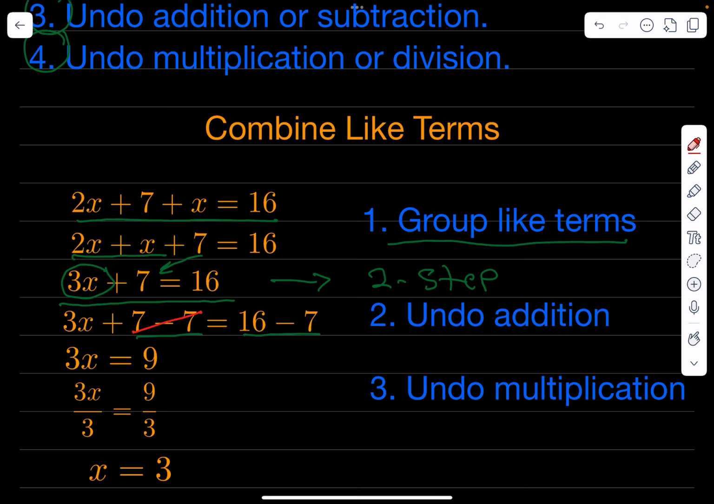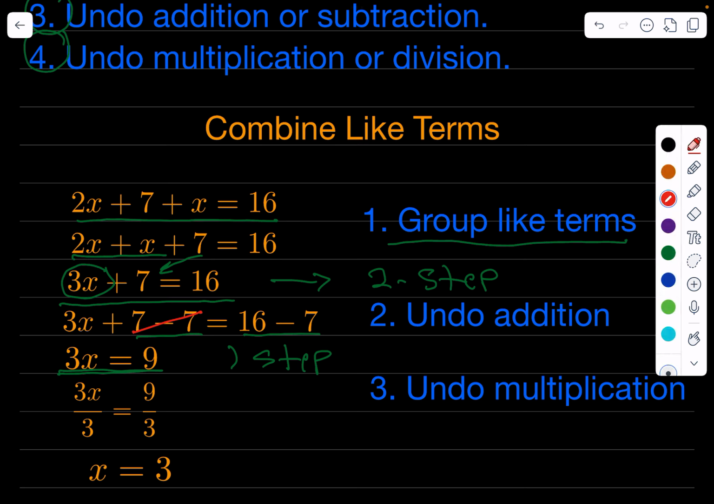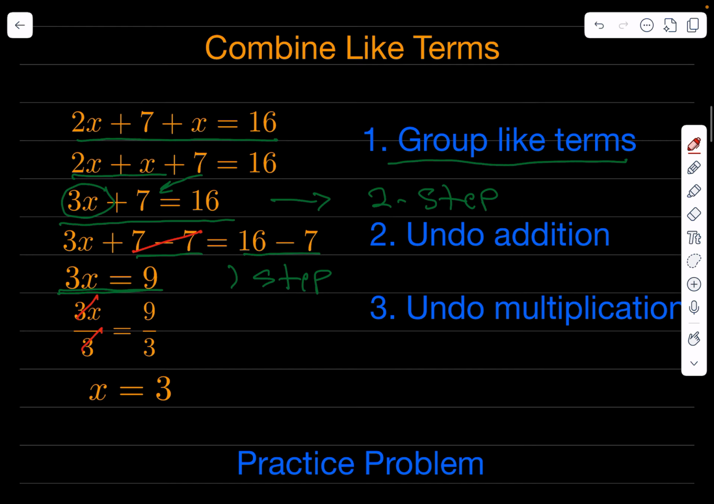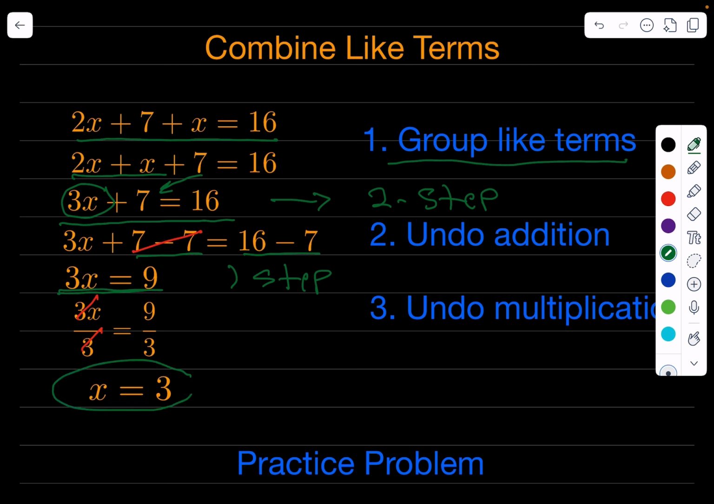Bring our 3x down. 7 minus 7 is 0. 16 minus 7 is 9. So now we have 3x equals 9. We are back to a 1-step equation. We divide both sides by 3. Our 3's cancel. X comes down. 9 divided by 3 is 3. Okay? So, we think our answer is 3.